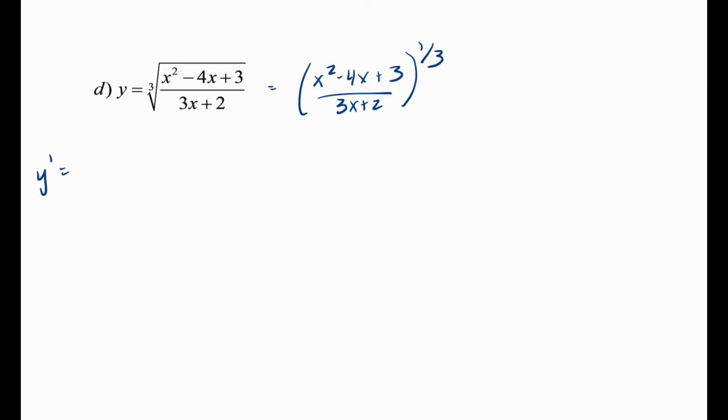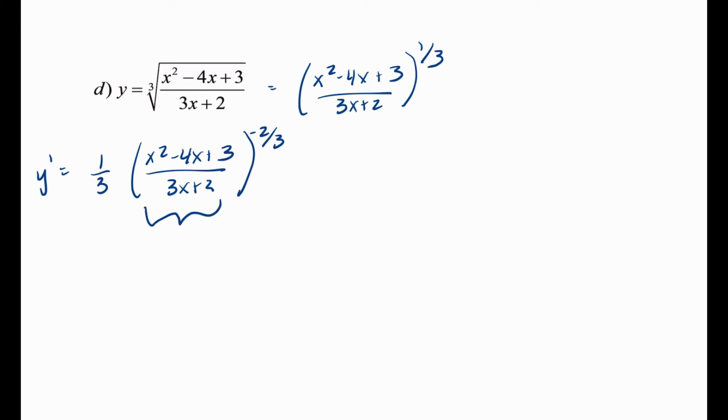First thing I do is my chain rule, so I take my 1/3 down front, rewrite the inside of my brackets, and now my new exponent will be negative 2 over 3. 1/3 subtract 1 is negative 2 over 3. Now I have to do the quotient rule of my inside.